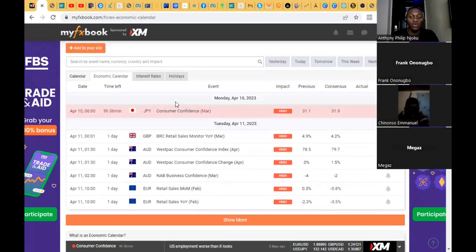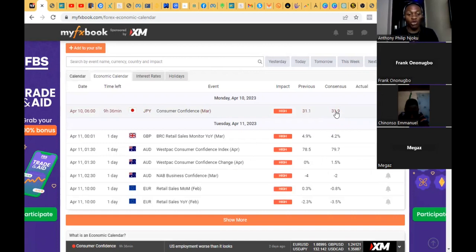No high impact news today as the market opens up, but it's going to be tomorrow, early in the morning by 6 a.m. JPY. So I'll be monitoring JPY consumer confidence. Currently, consumer confidence is 31.9, which is going to make JPY strong. And if the actual is higher than the forecast, I expect it to go up as well.